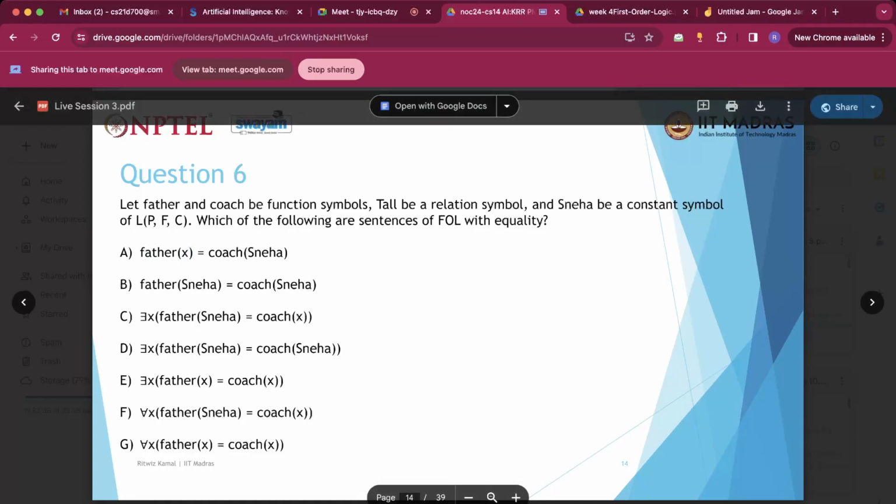What about options B, C, D, E, F and G? In each of these you will see that the left and right hand side of the equality are a term.